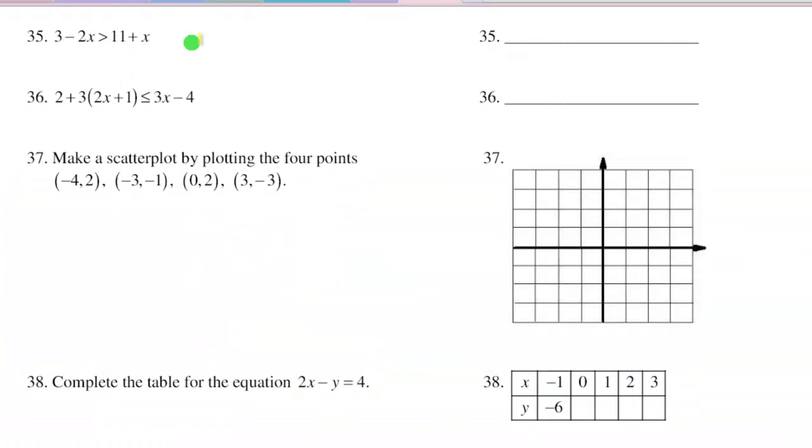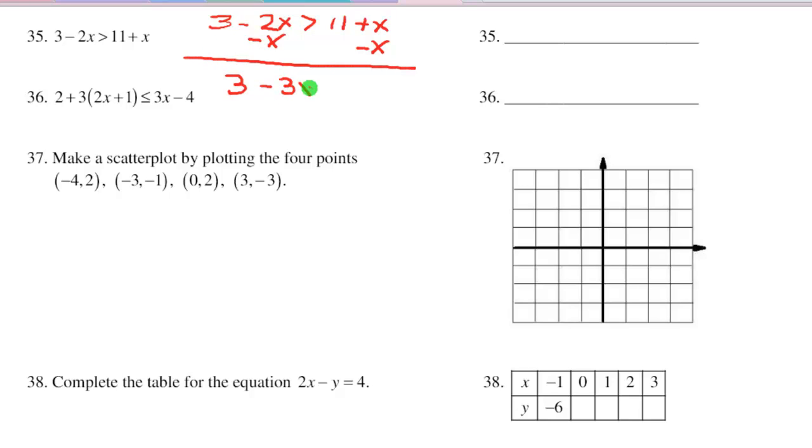We have the linear inequality 3 minus 2x is greater than 11 plus x. And we're going to solve for x, so we're going to get these x's on the left side of the inequality sign. So we're going to subtract x from both sides. So we have 3 minus 3x is greater than 11. Now we're going to isolate the x, so we'll subtract this 3 from both sides. So negative 3x is greater than 8.